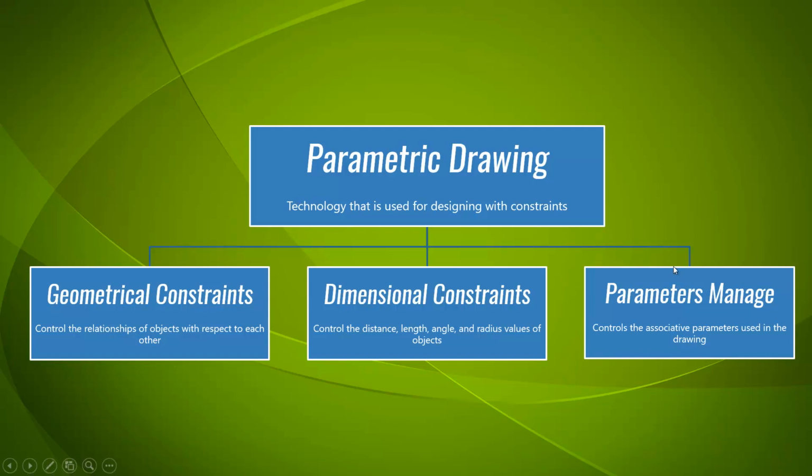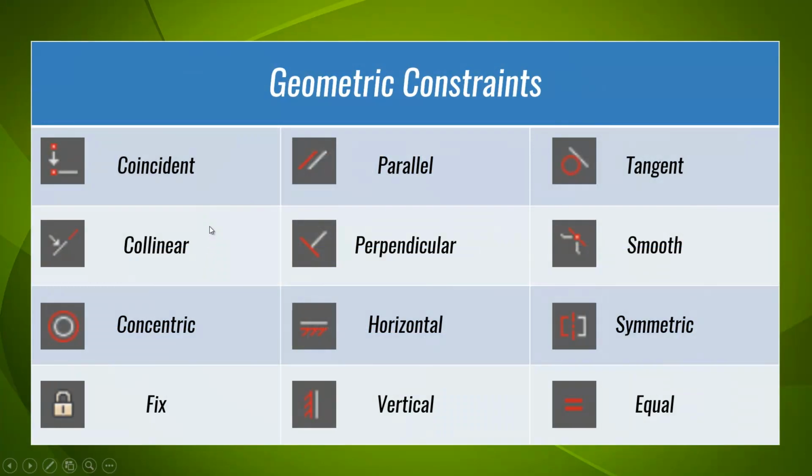Now let's see each option in much more detail. Let's start with geometric constraints. There are 12 basic geometric constraints available in AutoCAD. Basically, we make use of all these constraints in our drawing. Now let's see each constraint in much more detail in the software.